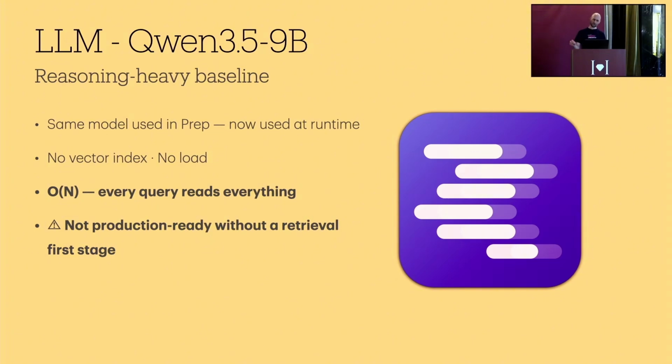The big O notation of this algorithm is O(N). It's not sublinear, it's linear. Let me say it plainly: this is a baseline, it's not a production design. At any real scale, you would put a retrieval step in front of it. We keep it pure on purpose because the point here is the trade-off.